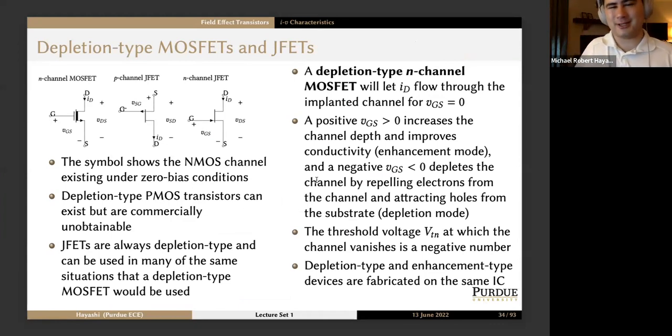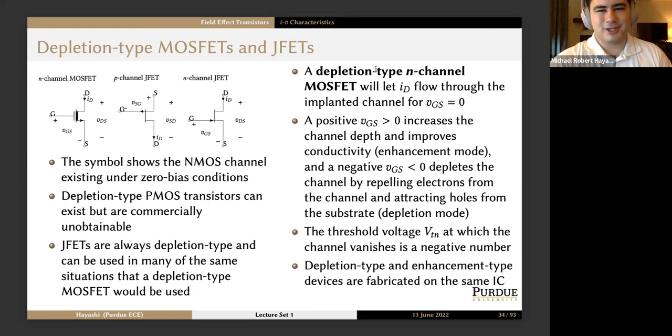So for some reason, the department thinks it's very important that you know what depletion type MOSFETs are like, even though we don't really do many problems with them. I'll talk about it because it's part of the curriculum, but I always wondered why it was part of the curriculum. So on the left, we can see an N-channel depletion type MOSFET.